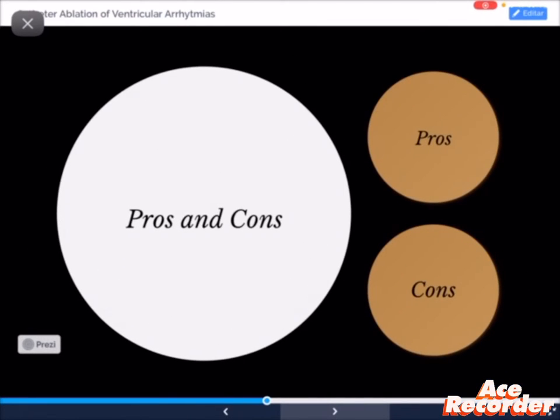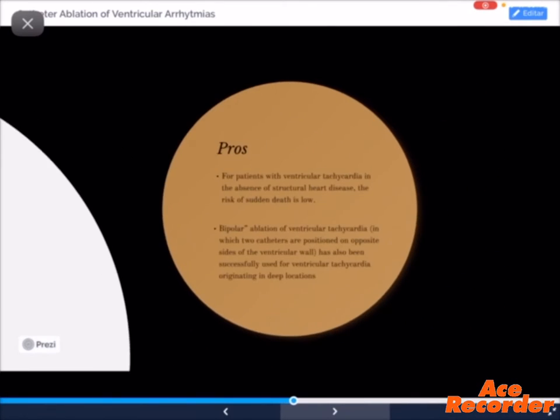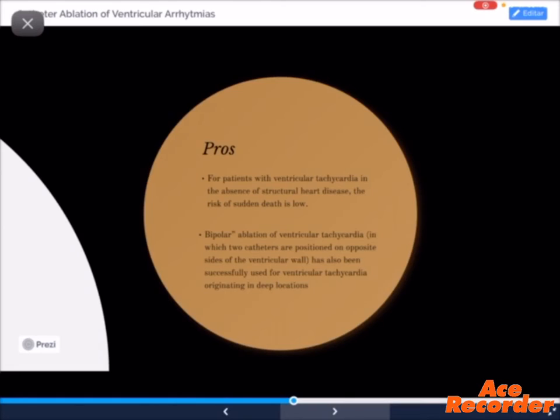And then we're going to talk about pros and cons of this catheter ablation. The pros: for patients with ventricular tachycardia in absence of structural disease, the risk of sudden death is lower. Bipolar ablation of ventricular tachycardia, in which 2 catheters are positioned on opposite sides of the ventricular wall, has also been successfully used for ventricular tachycardia originating in deep locations.